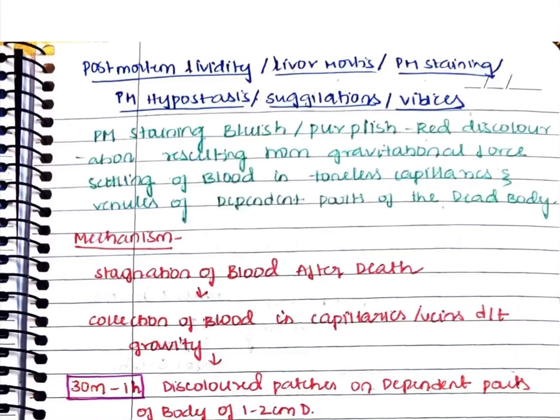Here we'll talk about postmortem lividity, which is also called livor mortis, postmortem staining, hypostasis, or suggillations. You'll get to know more about it later, why it has so many names. So what is postmortem lividity? What happens when a person is dead? He's made to lie in a supine position.